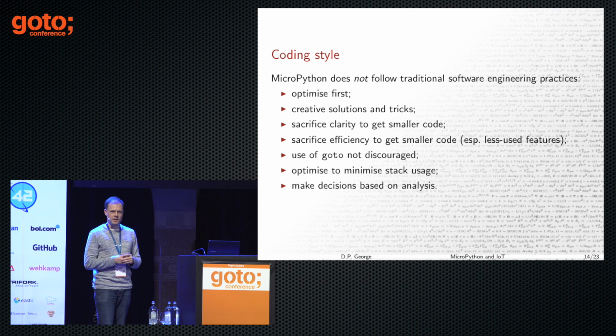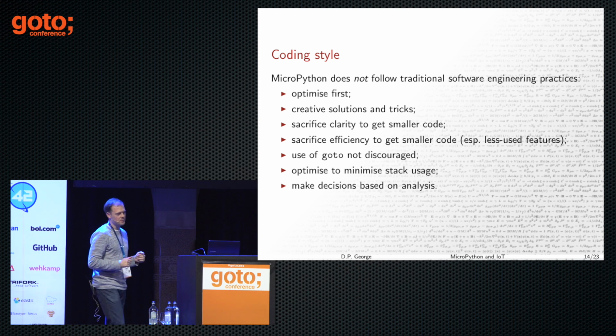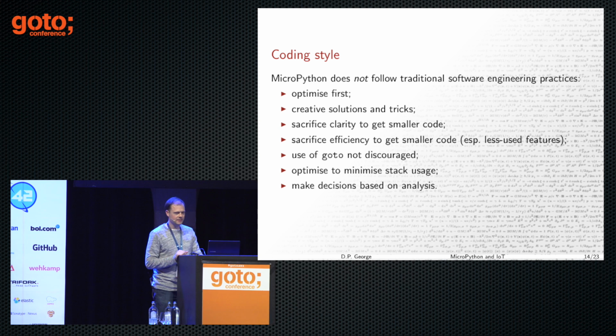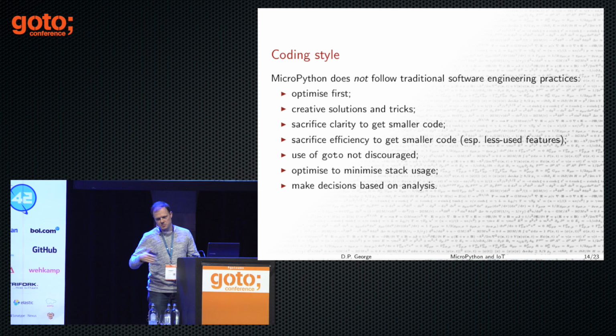Clarity of code is sacrificed to get smaller code, and you're encouraged to use GOTO whenever you can, because it makes the code smaller, for example. Well, not encouraged, but GOTO is certainly not discouraged. So the coding style is a bit different to maybe what you're used to. It's just a remark to tell you that a lot of fun went into coding MicroPython. There was also a lot of analysis, analyzing millions of lines of Python code to see what the most efficient way of decoding the bytecodes was, for example.